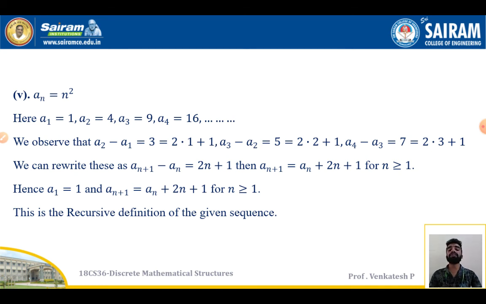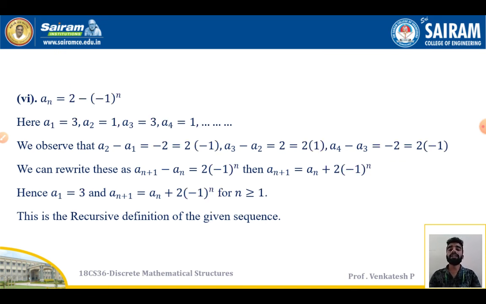So hence a1 is equal to 1 and an plus 1 is equal to an plus 2n plus 1 for n is greater than or equal to 1 is the recursive definition of the given sequence. Next last one, an is equal to 2 minus minus 1 power n. So let me expand this. For n is equal to 1 to 3, a1 will be equal to 3, a2 is 1, a3 is 3, a4 is 1. So the values are varying again here, 3, 1, 3, 1 like that.